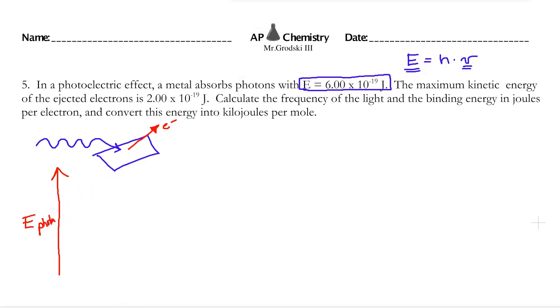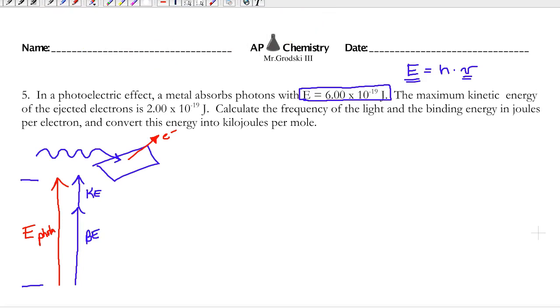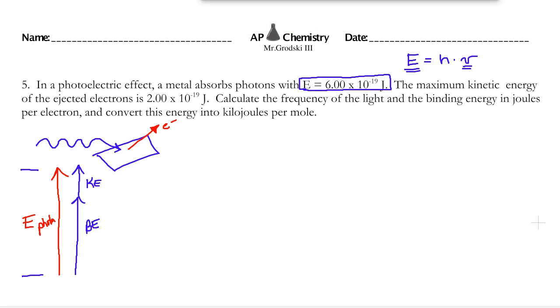Well, the other energy, of course, is the energy needed to remove the electron. So this is the binding energy, and then plus the energy of the speed of the electron. This is the kinetic energy. So the total energy of the photon, if it exceeds what we call the threshold energy value, then what we'll have is an electron.